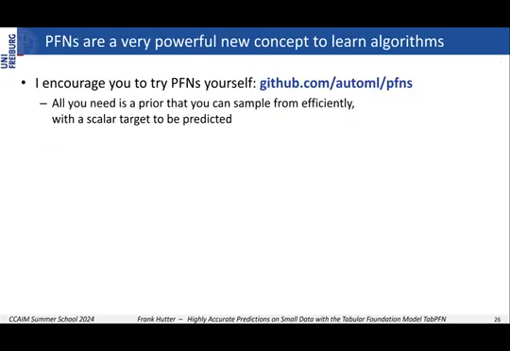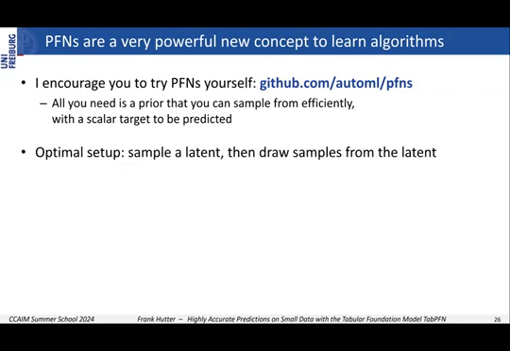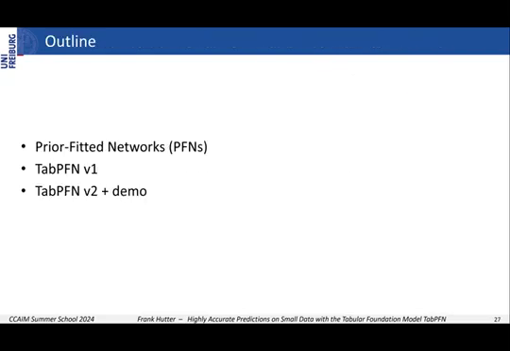All right, so I encourage you to use PFNs yourself. All you need is a prior you can sample from, with a scalar target to be predicted. The optimal setup is if you can just sample a latent and then draw samples based on the latent. And yeah, we have a Colab that you can walk through, github.com/automl. That's our repo, and then /pfns. That's a self-explanatory Colab to step through.